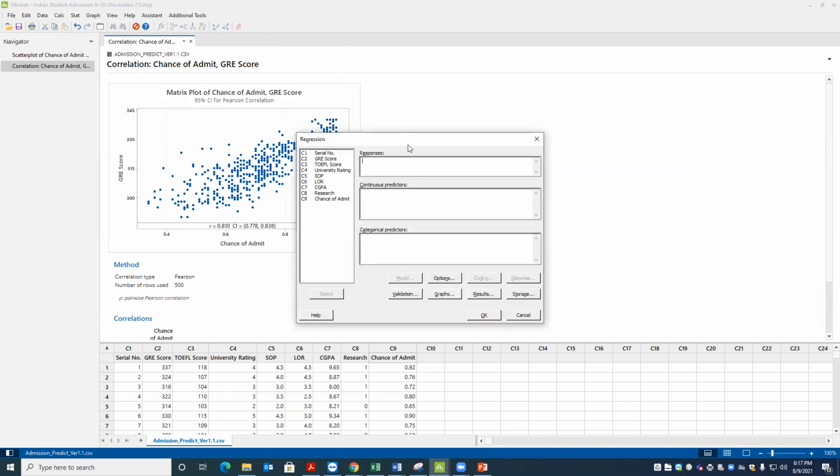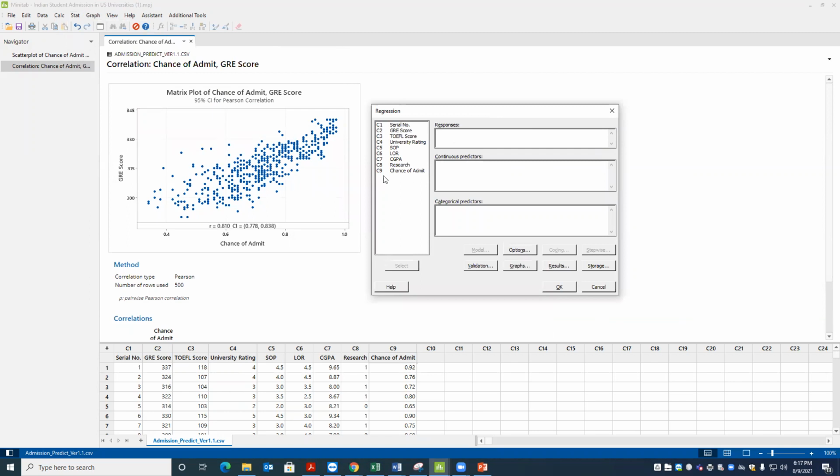So response means the dependent variable. Here we have chance of admission. This is a continuous variable. For categorical variables, like here we have research, yes, no. Another categorical variable is university rating. We have 5 categories or 5 levels of rating. So there we can use this categorical predictor, or you can put it here also.